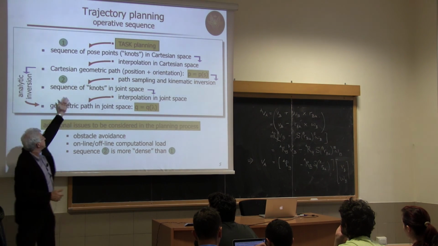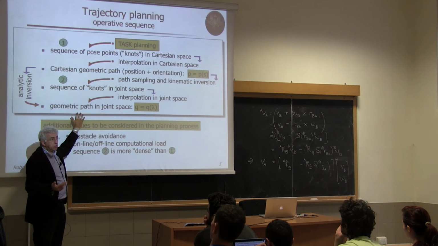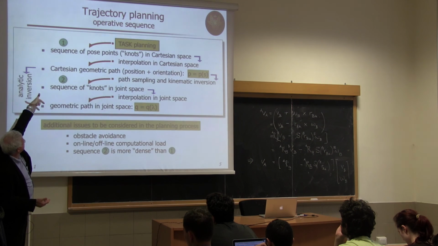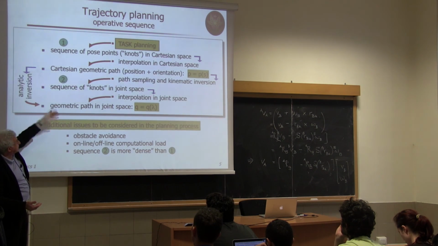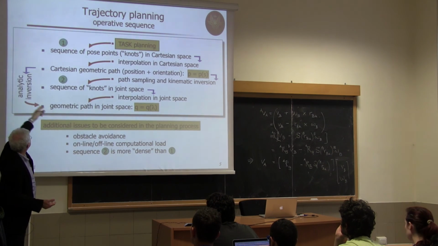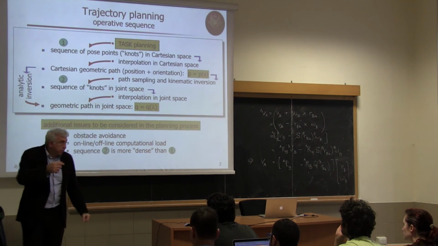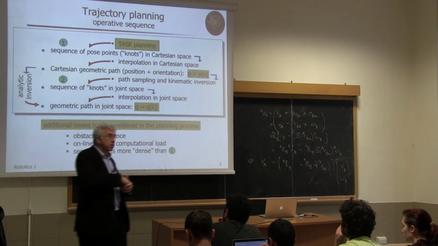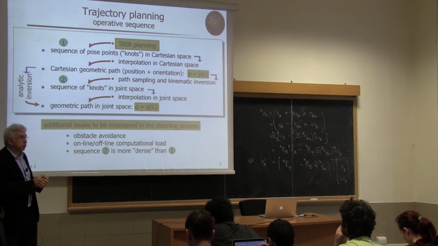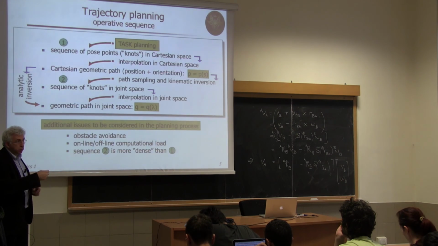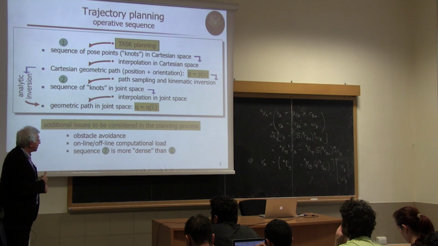You may start with a sequence of knots in the joint space, so you need to just do this. In very few cases, you don't have to do this geometric path sampling and then reinterpolation, because you may have an analytic inversion for a very simple path in the Cartesian space, and a very simple robot. You can just skip and have an explicit function, directly a geometric path in the joint space. So, which means you are using an analytic form for the inverse kinematics.